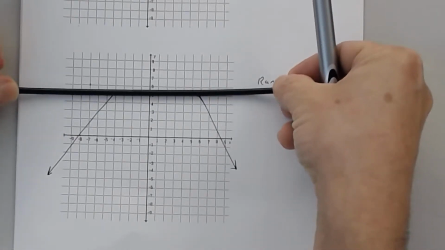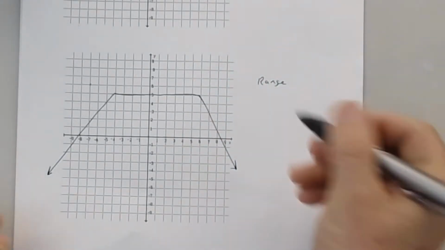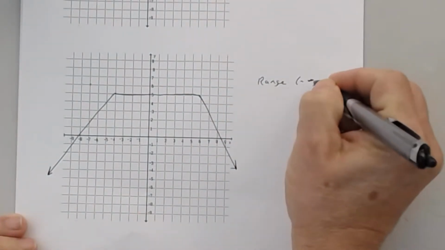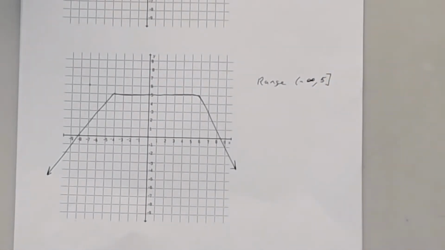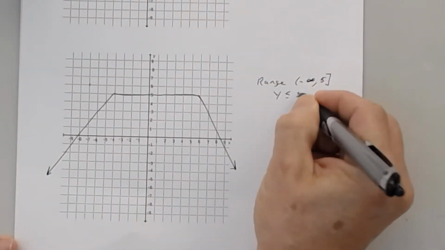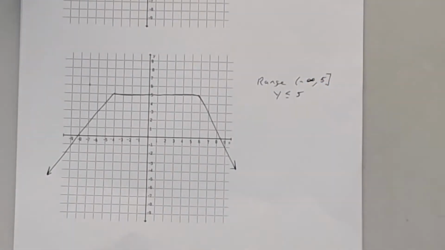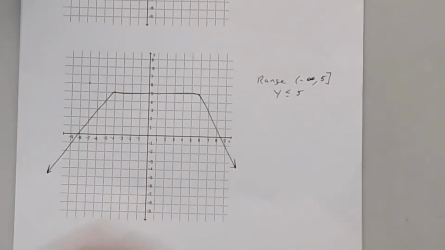So it stops here, right? So what's that y value? 5. So the range is going to be from -infinity, parentheses, all the way to what? 5 with a bracket. As an inequality, how are you going to say that? Y is what? Less than or equal to 5. Okay? So this time it's less than. Your numbers are 5 is the biggest, right? So all these other y values are smaller than that, so less than.